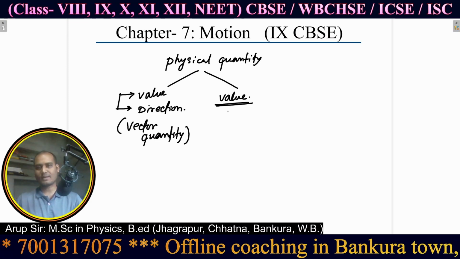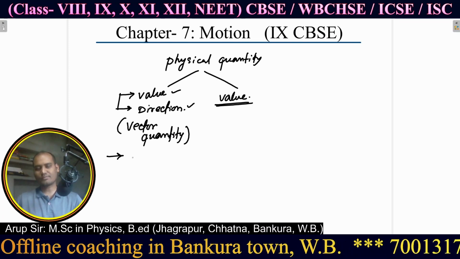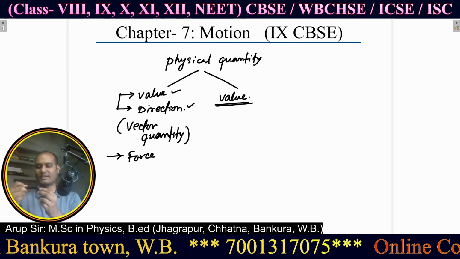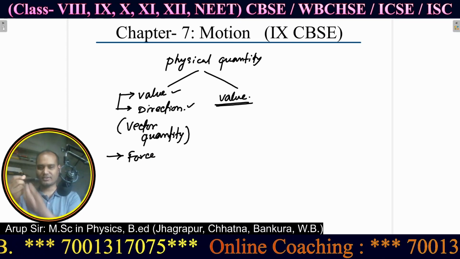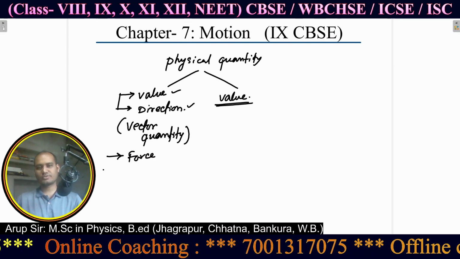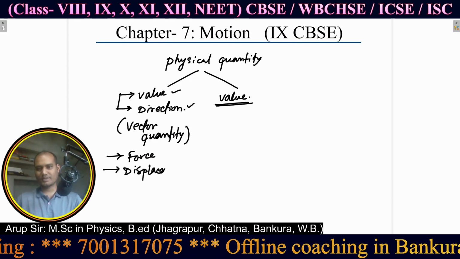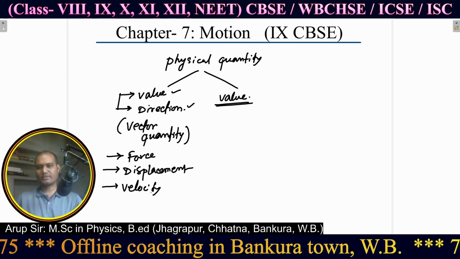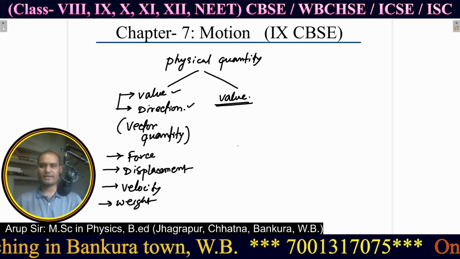So what are the examples? For a vector quantity, value and direction both are present. Examples are like force. Why am I saying this at first? Because you can understand that this pen is attracted by the earth with some force. This force is acting downward, as well as having some value. So force. And next is displacement. I am coming to this point. Displacement, like velocity, this kind of things have direction, and weight also has some direction.